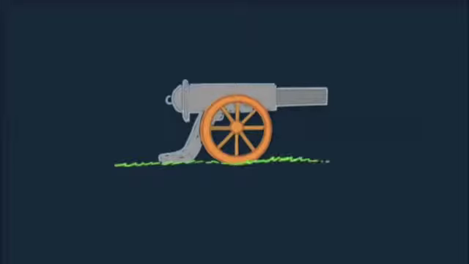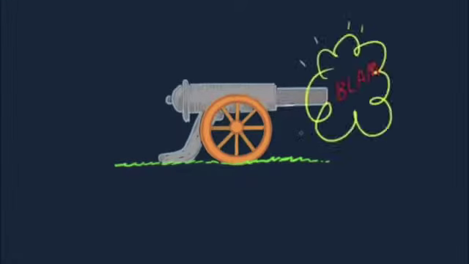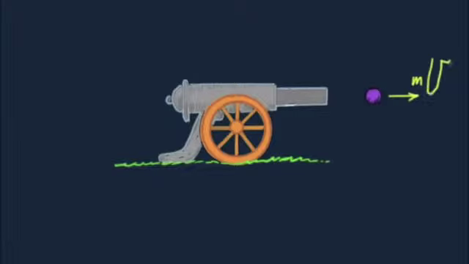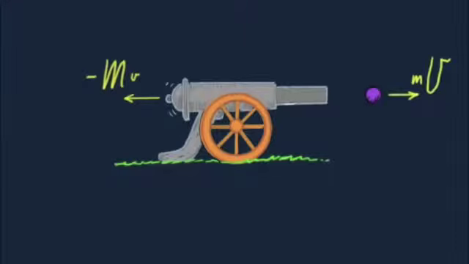Suppose we have a stationary cannon. Its momentum is 0, but when we fire a cannonball, the cannonball is given a momentum in the forward direction. The cannon is also given a momentum in the backwards direction, resulting in it rolling backwards. The momentum of the cannonball going forward and the momentum of the cannon going backwards are the same, but in opposite directions, which means the net momentum is 0, making it consistent with the law of conservation of momentum.